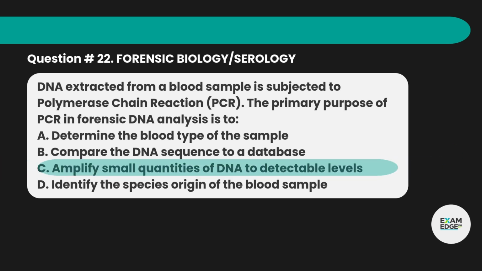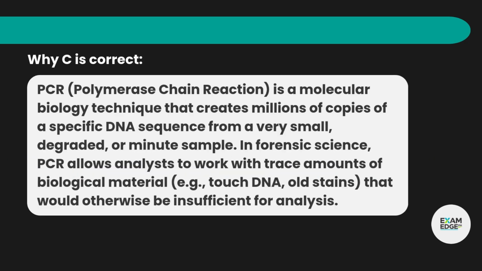Correct answer. C. Amplify small quantities of DNA to detectable levels. Why C is correct. PCR, polymerase chain reaction, is a molecular biology technique that creates millions of copies of a specific DNA sequence from a very small, degraded, or minute sample. In forensic science, PCR allows analysts to work with trace amounts of biological material, e.g., touch DNA, old stains, that would otherwise be insufficient for analysis.